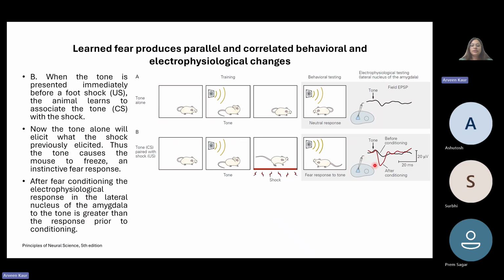So this is the alternate brainwave pattern, or EPSP, that you will see, right? So when the tone is presented immediately before a foot shock, the animal learns to associate the tone with the shock. Now the tone alone will elicit what the shock previously elicited. Thus, the tone causes the mouse to freeze, an instinctive fear response altogether, right? After fear conditioning, the electrophysiological response in the lateral nucleus of the amygdala to the tone is greater than the response prior to conditioning.